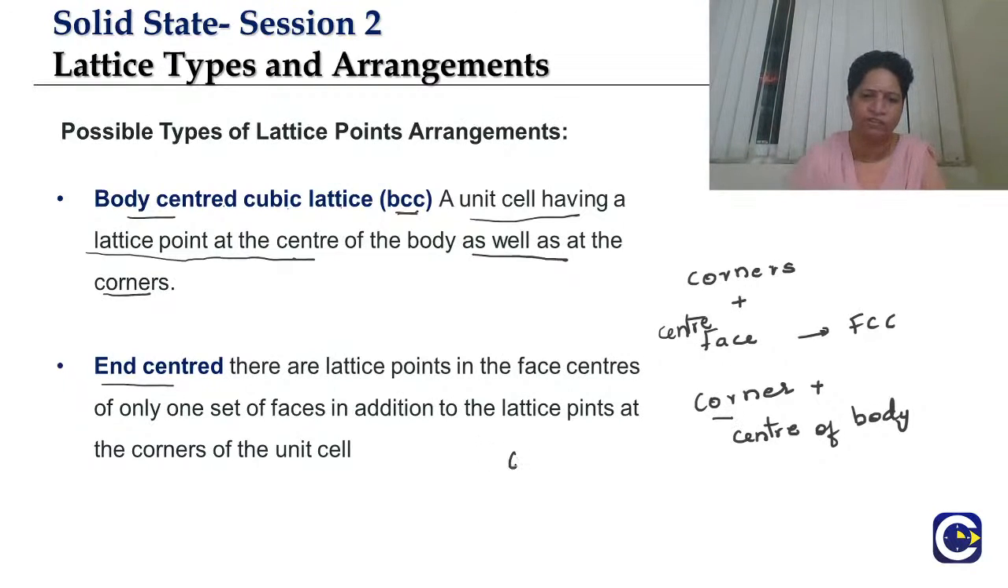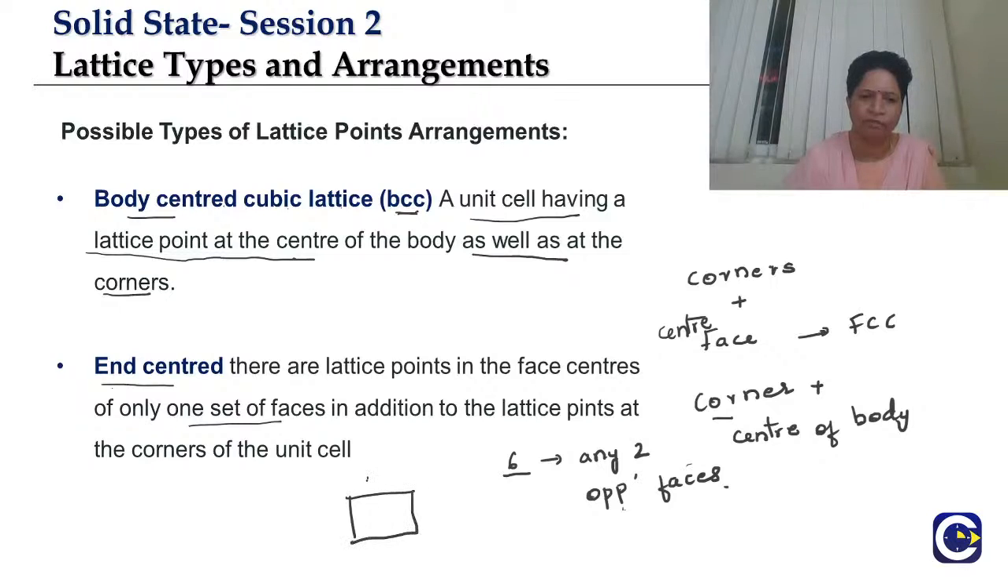End-centered is along with the corners, there will be lattice points at only 2 opposite faces. Out of 6, it will be any 2 opposite faces if the lattice points are present. We call it end-centered. In end-centered, there are lattice points in the face centers of only 1 set of faces. So any 2 opposite faces. Out of 6, it can be any 2.